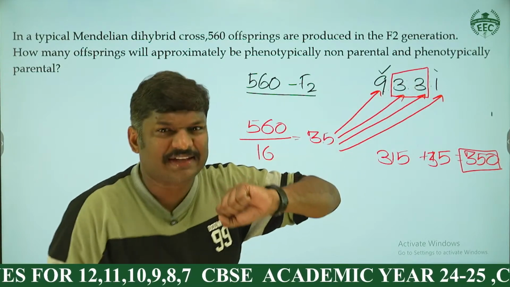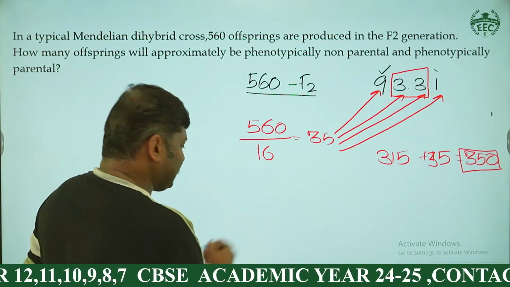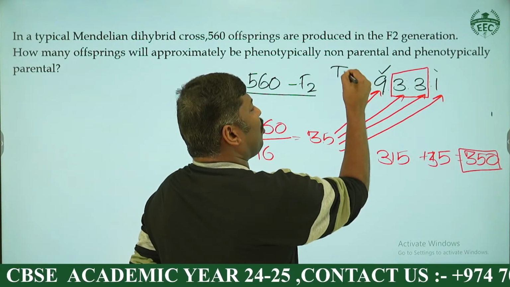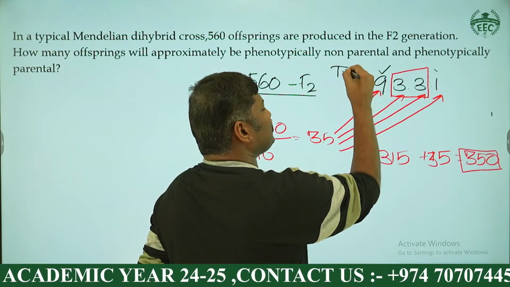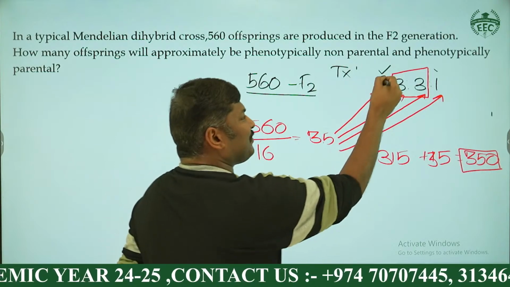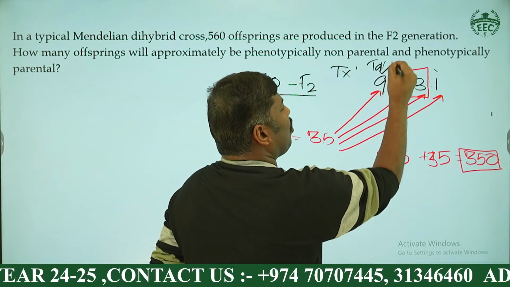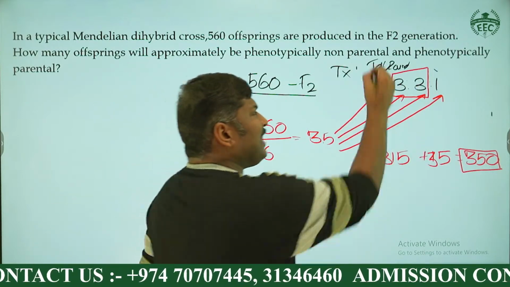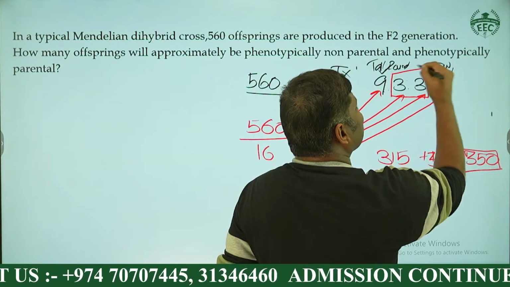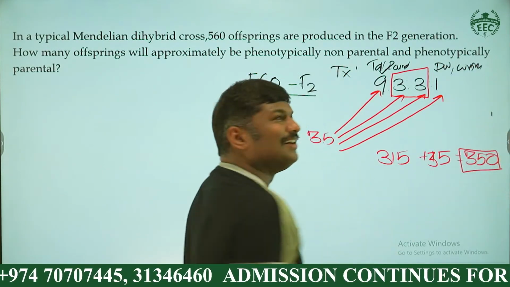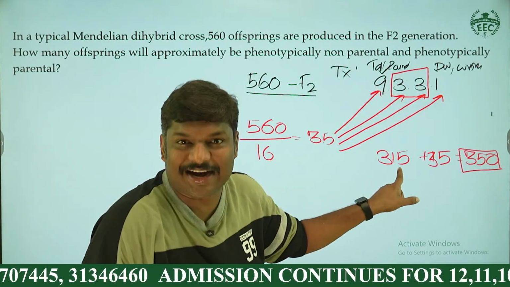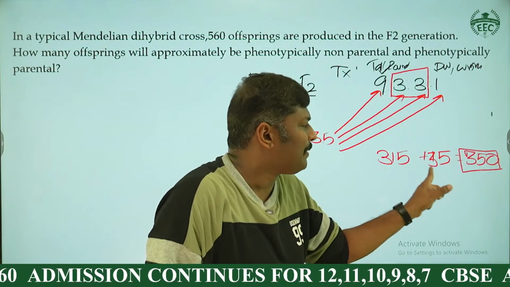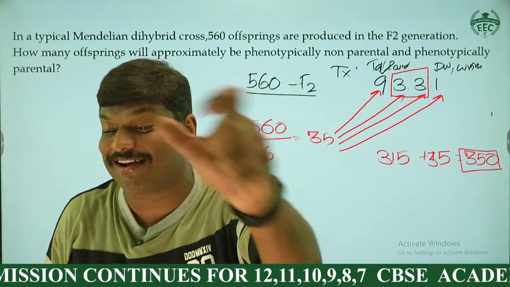I think it is clear, or otherwise we can use an example, then you will get the idea. Please look at the board. Here you can see, for example, when you are crossing height into seed shape, the 9 will be tall comma round. Both are dominant, tall comma round. And what will be the least one? Tall means dwarf, and instead of round you can see wrinkled. So how many tall and round? 315. How many dwarf and wrinkled? 35.